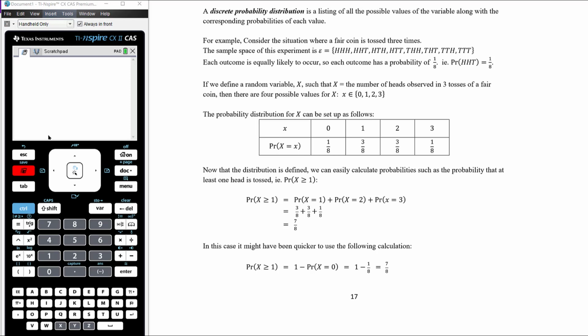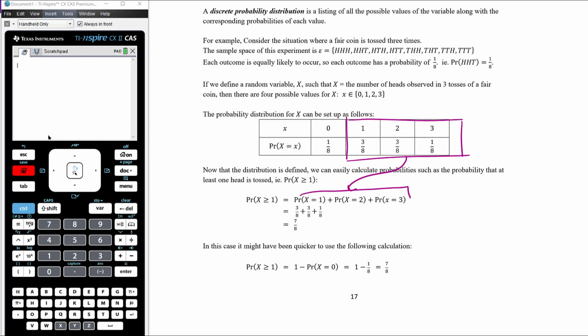So now that we have the distribution defined, we can easily calculate probabilities, such as the probability that at least one head is tossed. So the probability that x is bigger than or equal to 1 means we're going to be interested in these 3 outcomes. So we add those 3 outcomes together and we can find that the probability is 7/8.